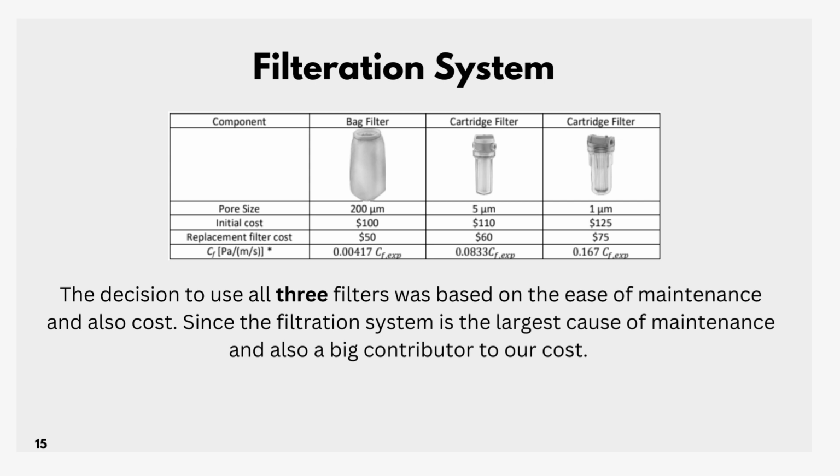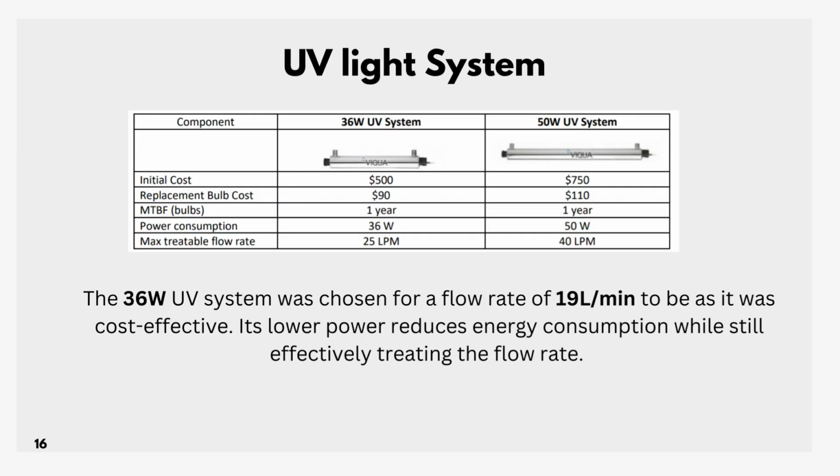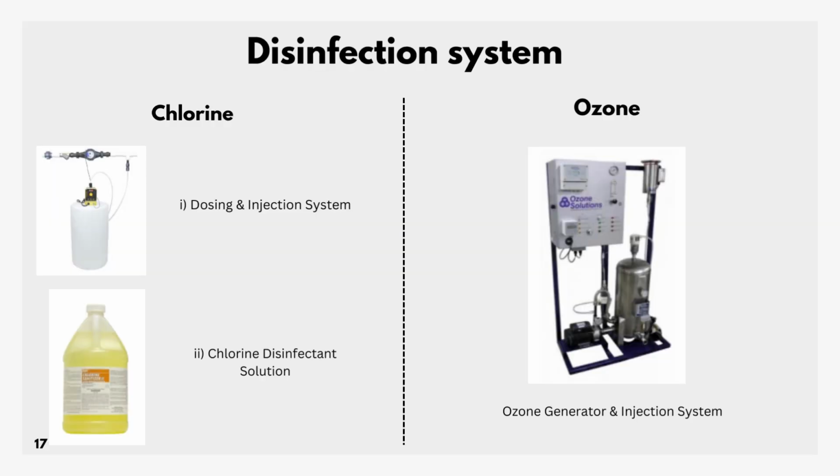The filtration system makes use of all 3 filters. This is because it will result in less frequent maintenance in the long run. However, the disadvantage of this is that it is more expensive to set up and repairs can be quite costly. Our UV light system uses the 36-watt lamp because this maintains the minimum flow rate and is cost-effective, as a 50-watt lamp will just result in a marginal increase in user satisfaction. Here are the options we had for disinfection systems.